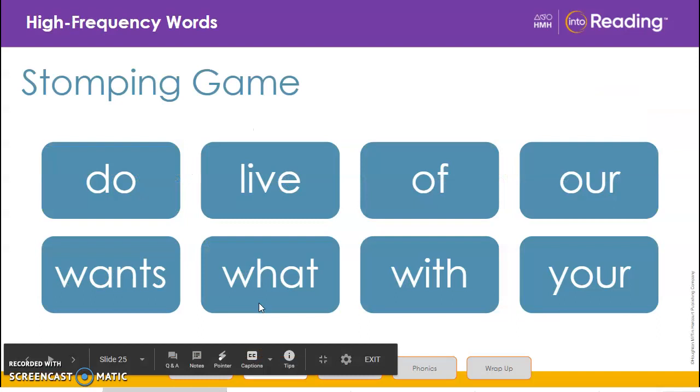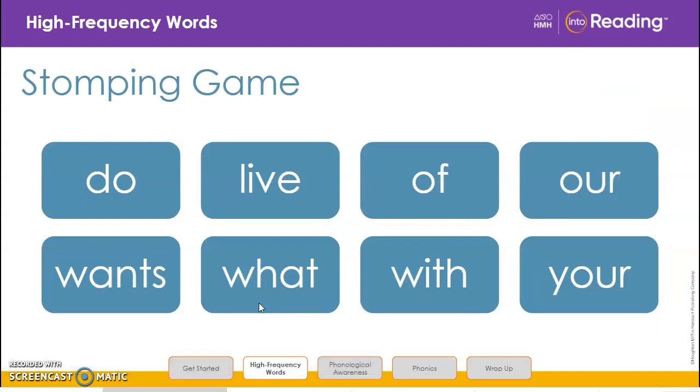First, we're going to play the stomping game. Now, I will say a word and you will repeat it. Then we will spell the word together. Stomp your feet as you say each letter. Are you ready? The word is do. Say the word do. Let's spell it and stomp for each letter. Ready? D-O. Great job. The next word is live.